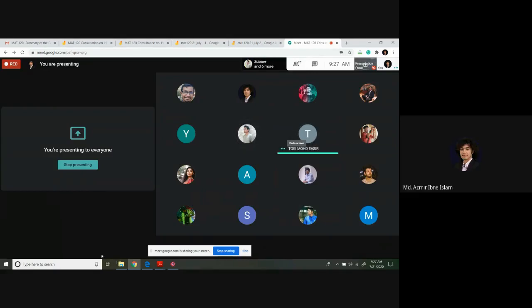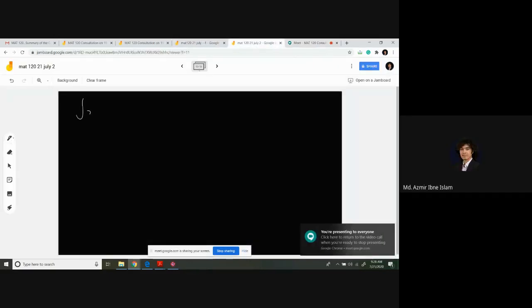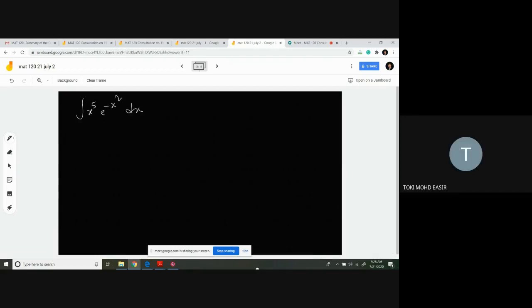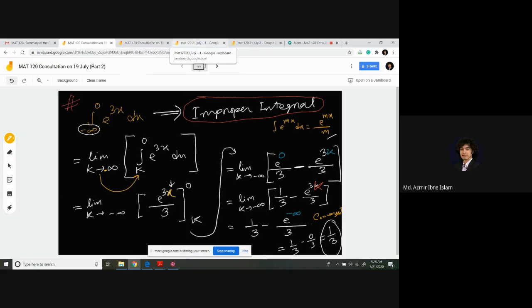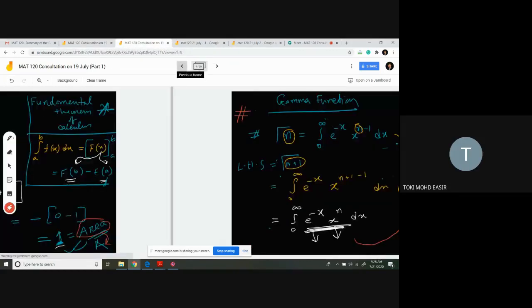Sir, the question is x to the power 5, e to the power minus x squared, dx, and the limit is 0 to infinity. So I'll have to use the gamma function here. Yes, it is also an improper integral. Do you understand? I've been asked to specifically use the gamma function.